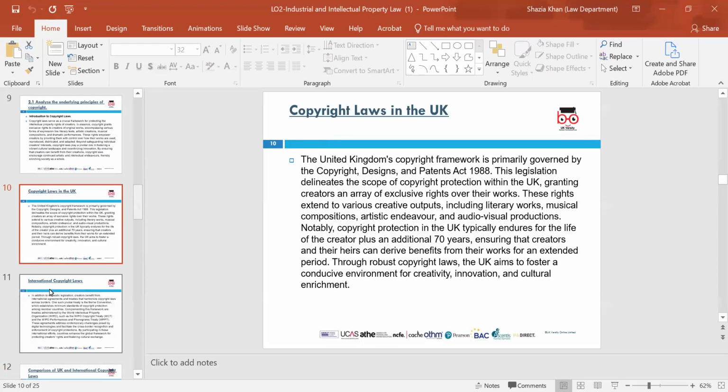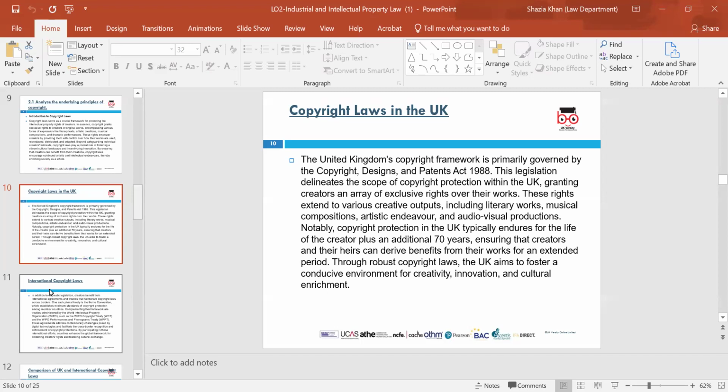Copyright laws in the UK. So the copyright law framework in the UK is primarily governed by the Copyright, Designs and Patents Act 1988. This legislation delineates the scope of copyright protection within the UK, granting creators exclusive rights over their work. As we mentioned, it's 70 years following the death of the author. Copyright in typographical arrangements has the shortest duration, lasting 25 years from the end of the year in which the edition was first published.